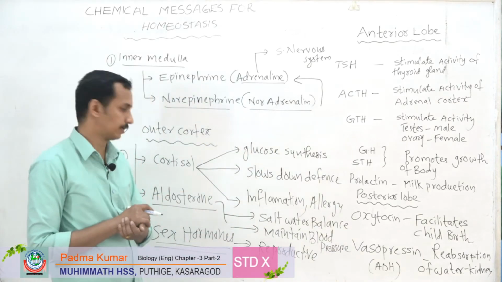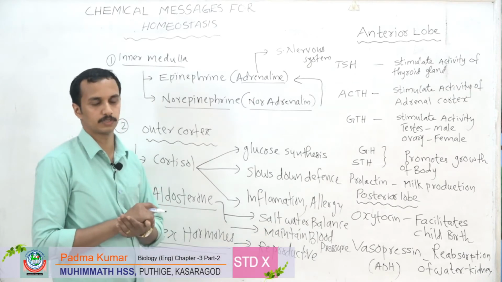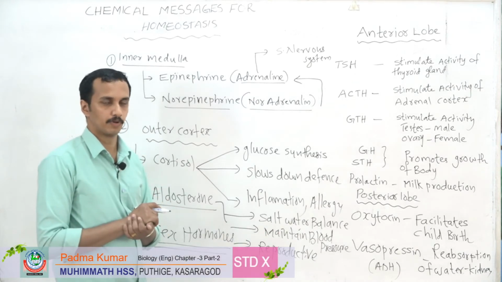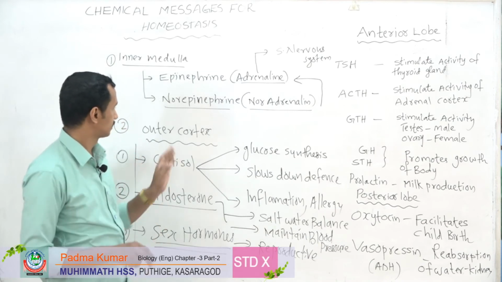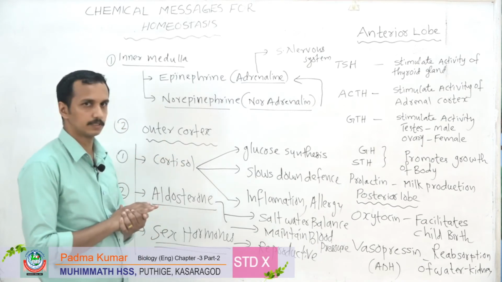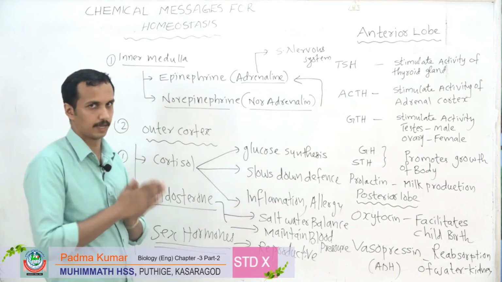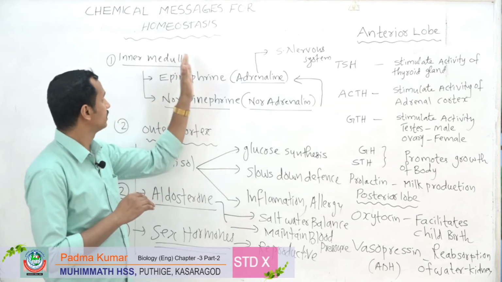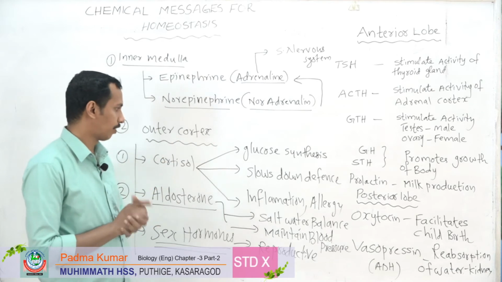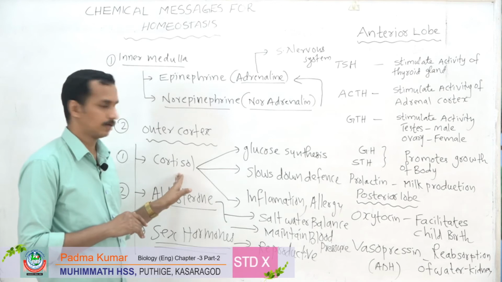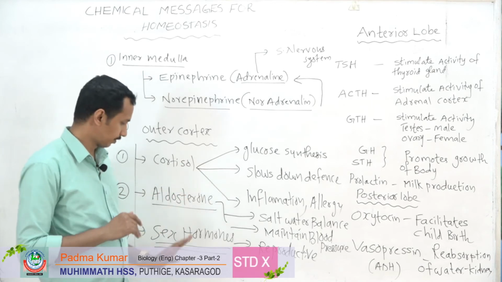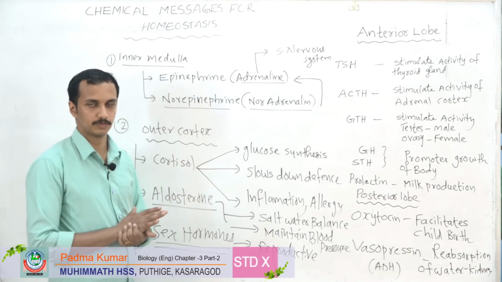It is associated with the reproductive part, that is growth and development of reproductive organs, etc. So this is about our second gland. What is it? It is called adrenal gland. There are two regions, inner medulla and outer cortex. In the outer cortex, there are three hormones. What are they? Cortisol, aldosterone and sex hormone.